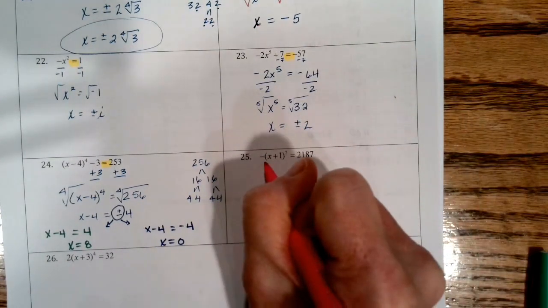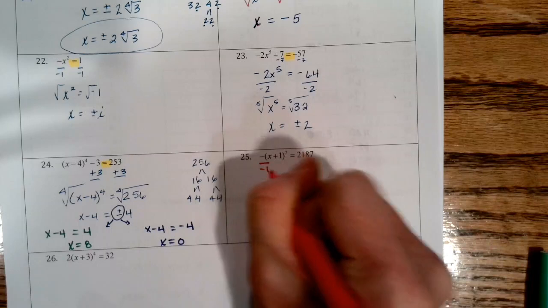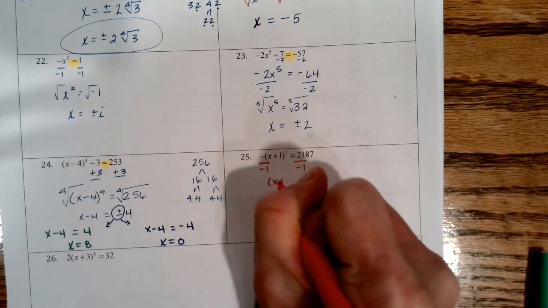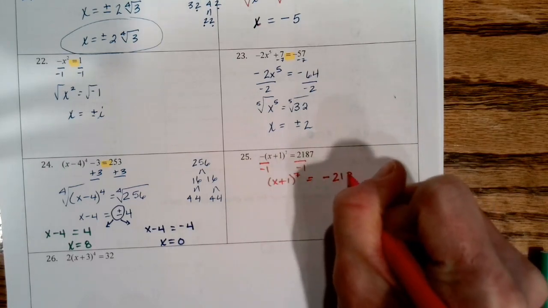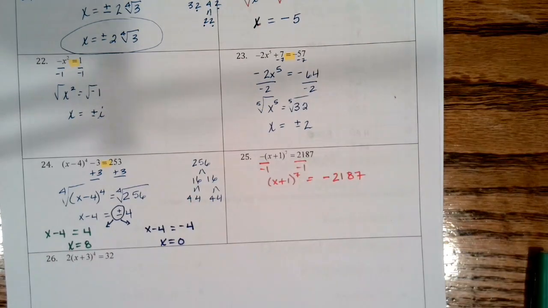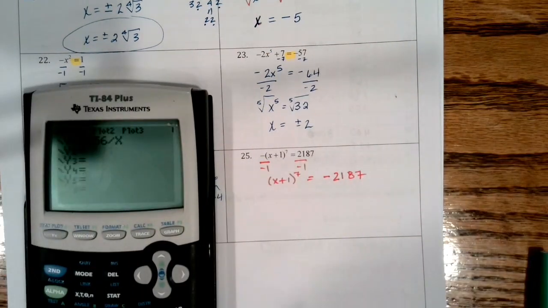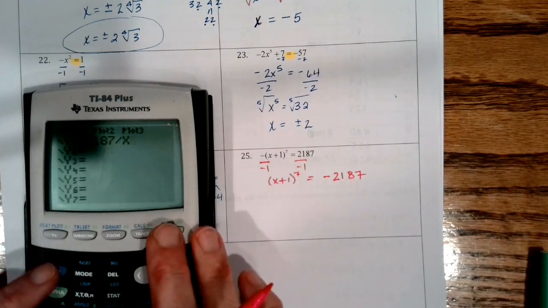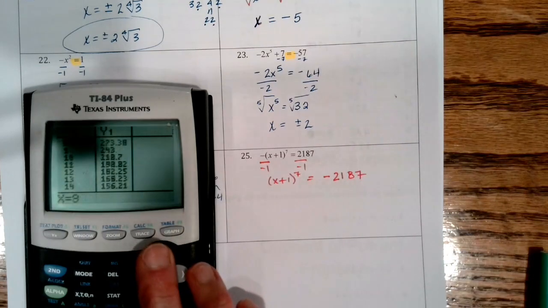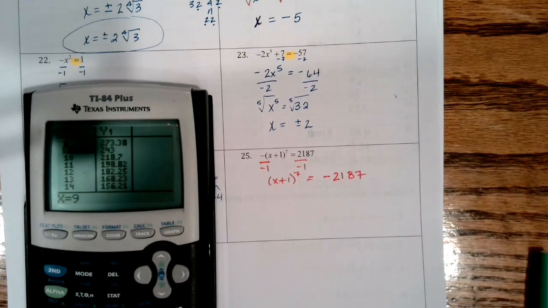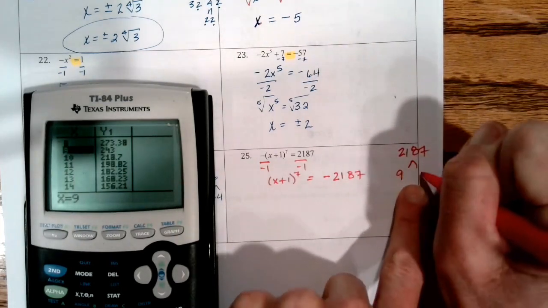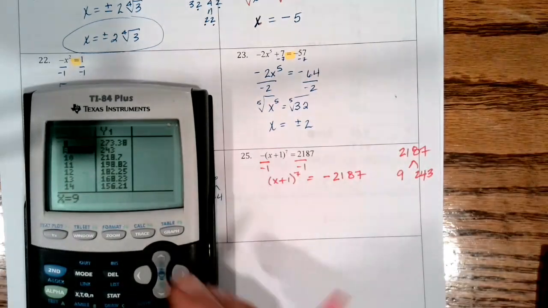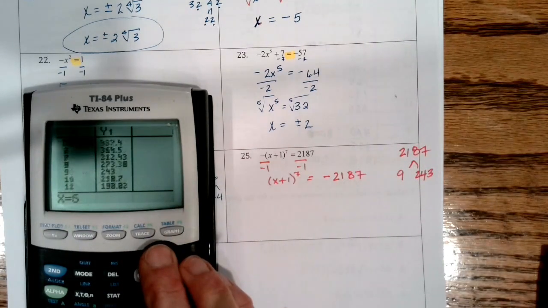All right, let's talk about our next one. Divide by negative 1, divide by negative 1. x plus 1 to the 7th power is equal to negative 2,187. So we're going to break that number down and see what we like. 2,187 divided by all the numbers in the whole wide world, and we're going to look for anything that works out evenly. 9 and 243. So 243 is a number that I recognize.